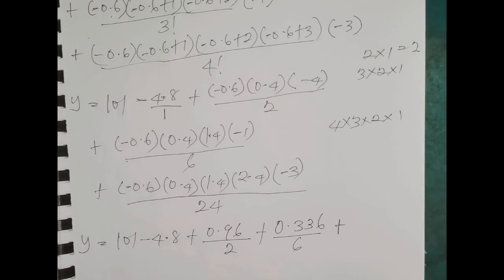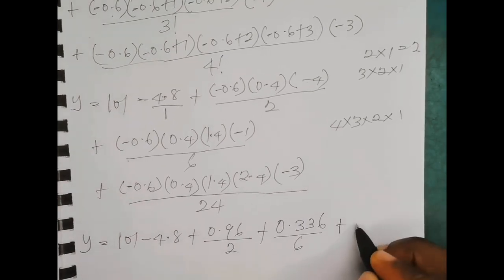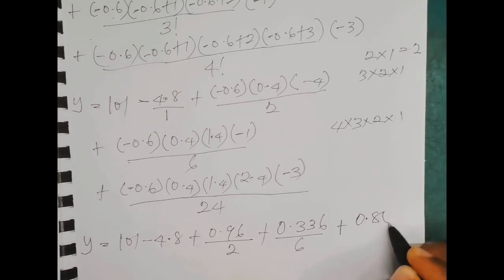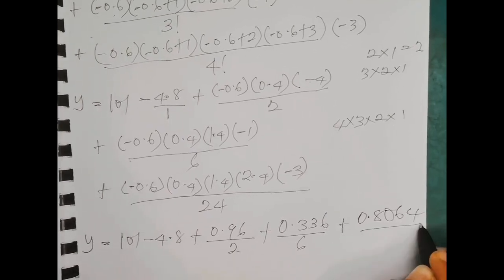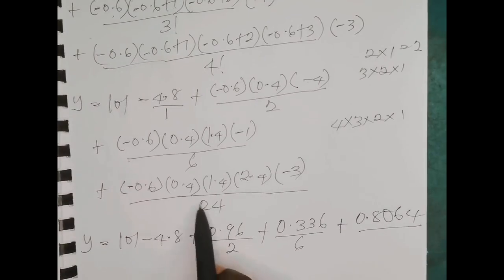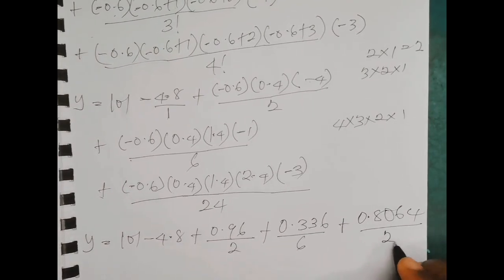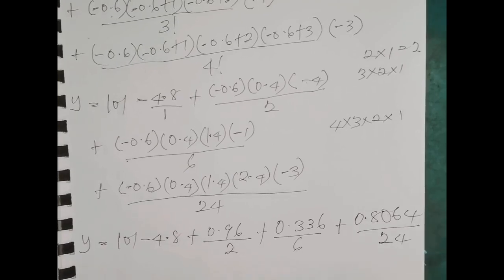Now negative 0.6 multiplies 0.4 multiplies 1.4 multiplies 2.4 multiplies negative 3. This gives us positive 0.8064, not forgetting to divide by 24. So divide by 24. Okay.